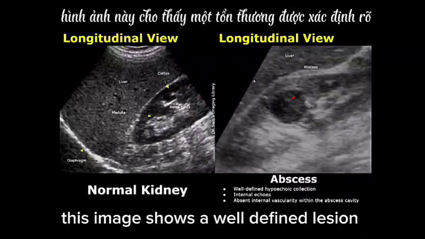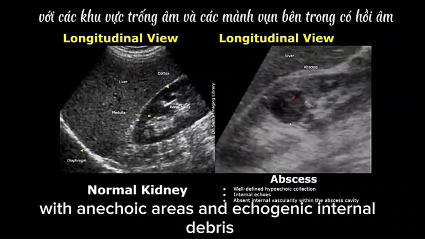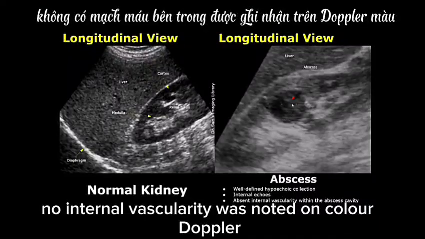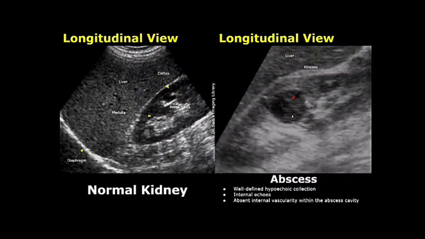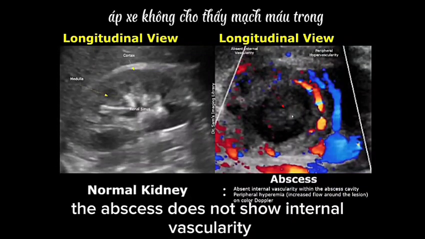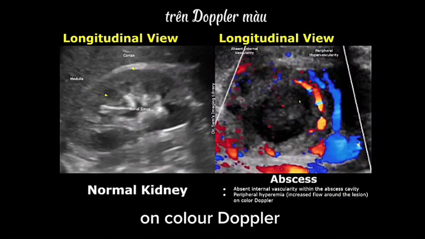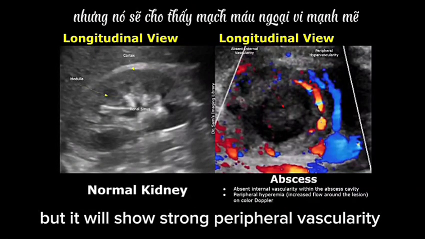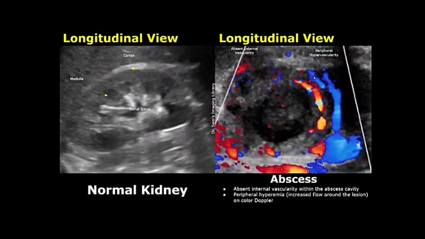This image shows a well-defined lesion with anechoic areas and echogenic internal debris. No internal vascularity was noted on color Doppler. The abscess does not show internal vascularity on color Doppler, but it will show strong peripheral vascularity.